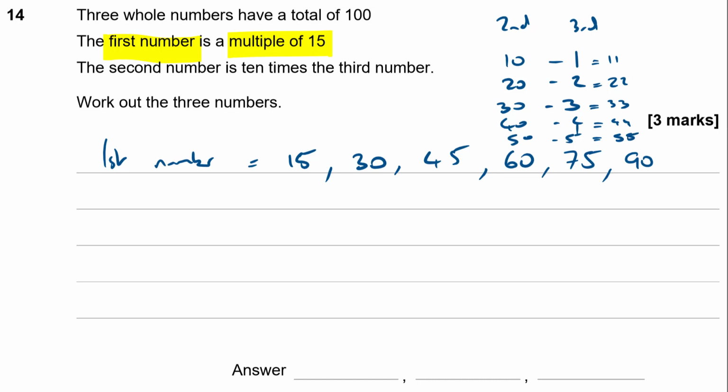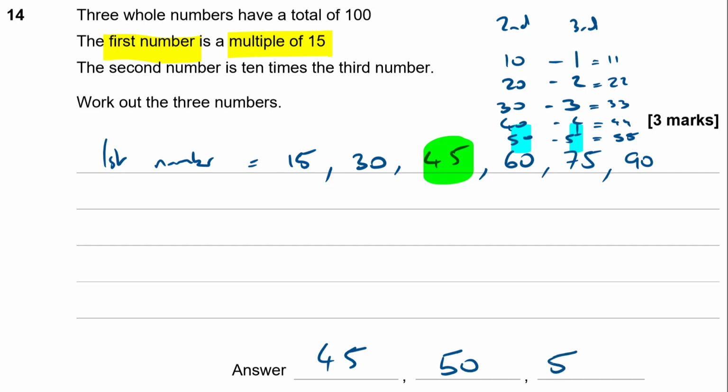So if I used my 45 for my first number, and then 50 for my second number, and 5 for my third number, that should add up to 100, shouldn't it? So it could be 45, 50, and 5. Okay, that adds up to 100, doesn't it?